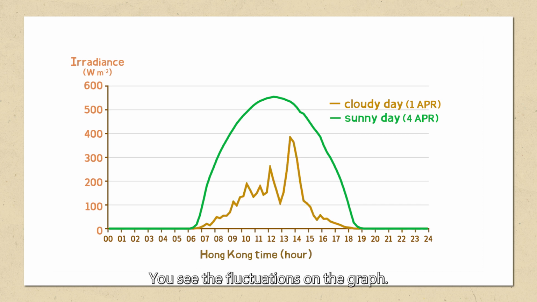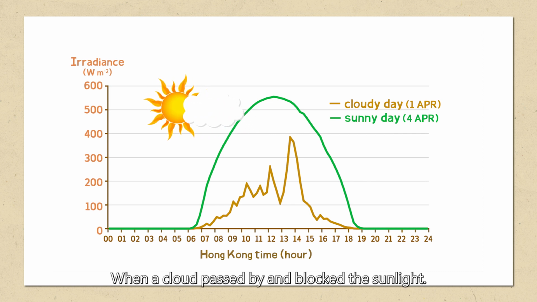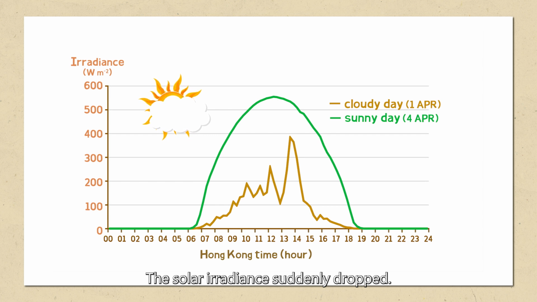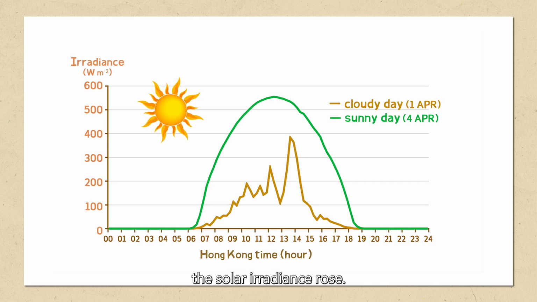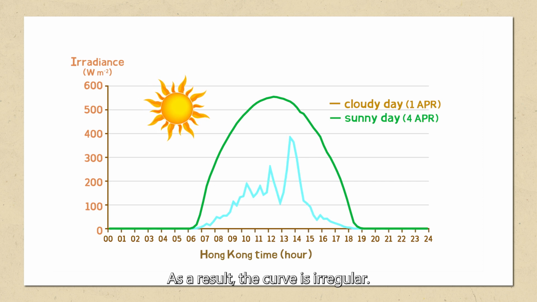You see the fluctuations on the graph. The fluctuation was due to the clouds. When a cloud passed by and blocked the sunlight, the solar irradiance suddenly dropped. When the cloud left, the sunlight was no longer blocked, and the solar irradiance rose. As a result, the curve is irregular.